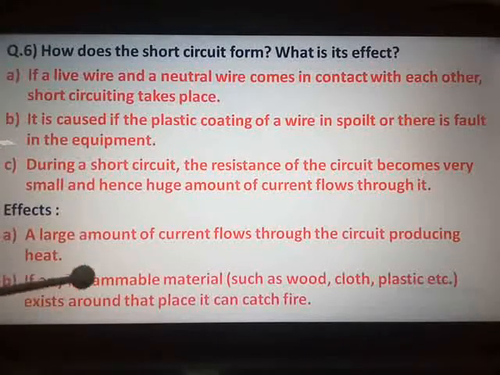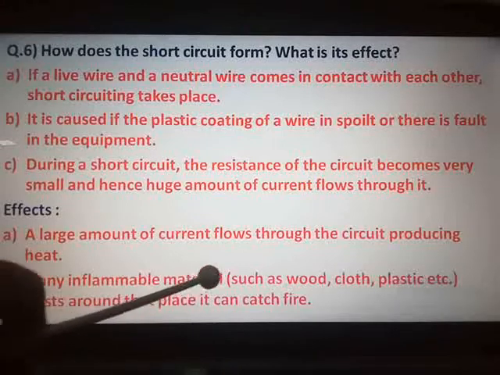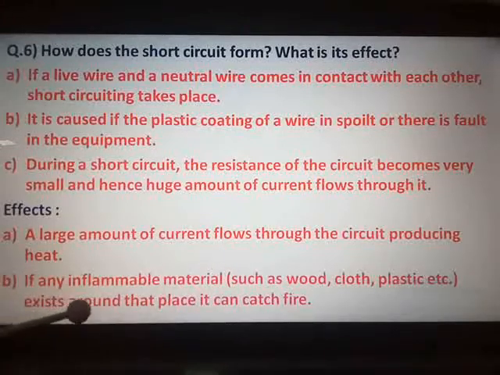Both these points are given on page number 49. First, second, third, fourth, fifth, sixth, seventh, eighth, ninth, last line. You can see a large amount of current flows through it producing heat. That is the first point. Immediately you can continue marking. If any inflammable material such as wood, cloth, plastic, etc. exists around that place, it can catch fire.